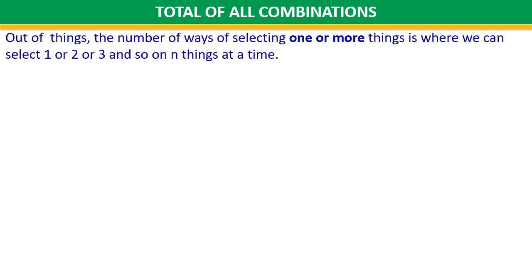Total of all combinations. Out of n things, the number of ways of selecting one or more things, where we can select 1 or 2 or 3 and so on, up to n things at a time, can be given as NC1 plus NC2 plus NC3 up to NCN. See, when you want to select one item out of n items, it can be NC1. And suppose out of n you have to select 2 items, it can be NC2. And if you want 3 items, then NC3, up to all n items, which is equal to 2 to the power of n minus 1. Let us understand this with an example.